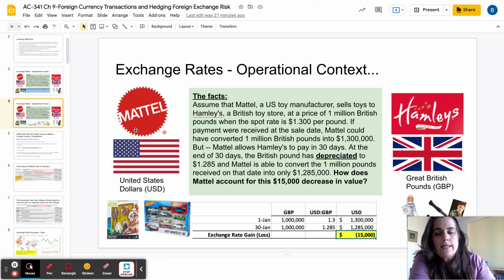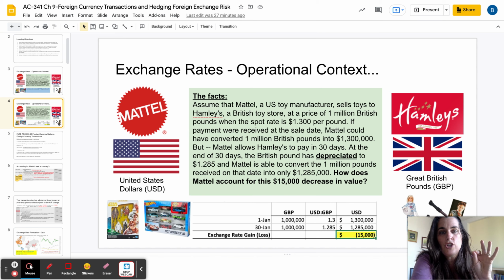So in this example, we have Mattel, which is a US company that makes toys, selling to Hamleys, which is a UK company that sells toys. Hamleys is kind of like a Toys R Us type of company. Hamleys is going to buy the toys from Mattel and turn around and sell them to customers in the UK. That's effectively what's going on here. Let's look at the transaction.